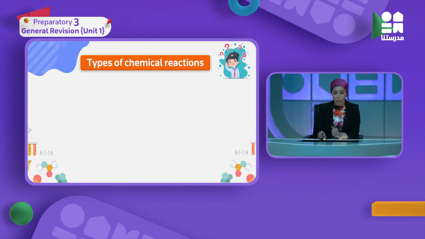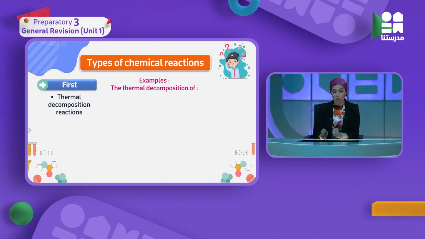طيب let's كده نشوف الثيرمال decomposition. As I said بعد ما أكتبه I will put all the equations. إن الإيكويشن very important. يجي لك question يقول لك write equation represents what أو complete the following equation. Okay, you have to know it.